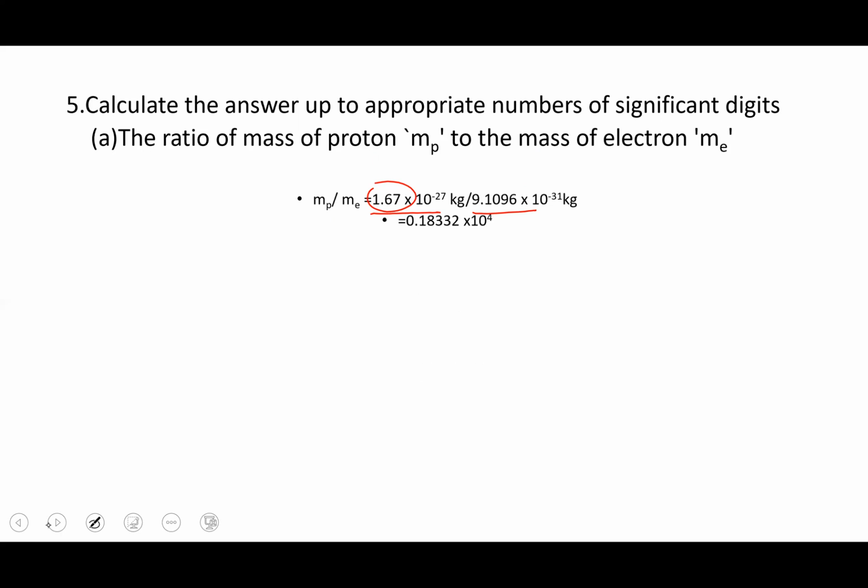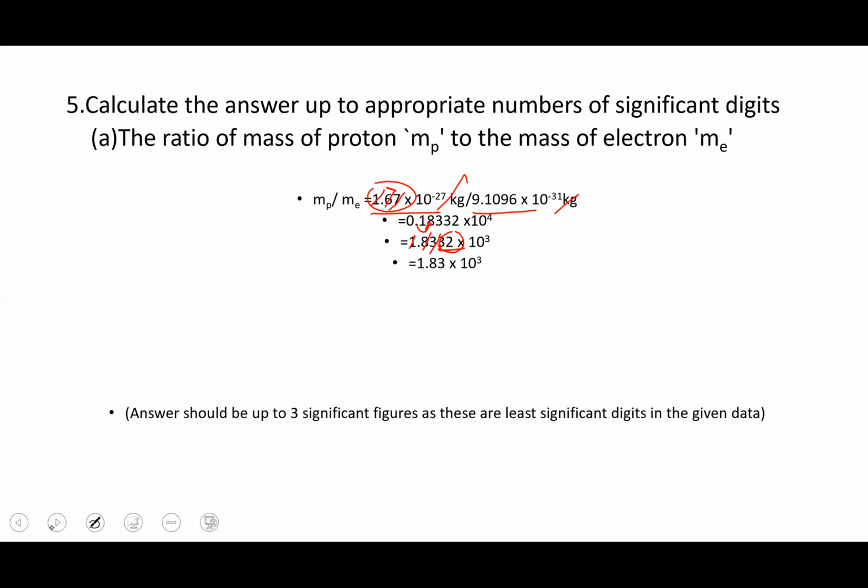Now, if we calculate, it is 0.18332 into 10 to the power 4, because kilogram will cancel with each other, so they are dimensionless. Now, in this case, only 3 significant figures are required. So we can write down in scientific form, or we can say 1.8332 into 10 to the power 3, because one decimal has been carried over here. Now, only 3 significant figures are required, 1, 2, and 3. The other 2 digits are removed. So our answer will be 1.83 into 10 to the power 3.